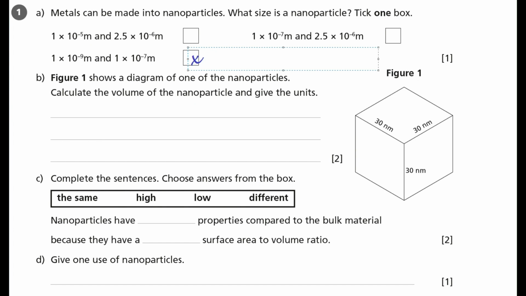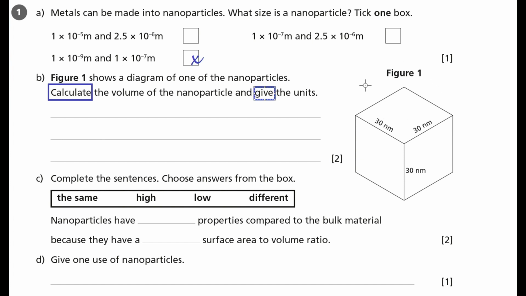Let's read question 1B. Figure 1 shows a diagram of one of the nanoparticles. Calculate the volume of the nanoparticle and give its units. This is worth 2 marks. 1 mark for calculating the volume of the nanoparticle and 1 mark for calculating the units. So, what are the command words? Calculate and give. All right then.